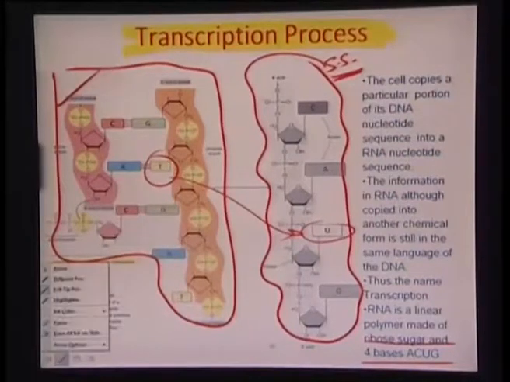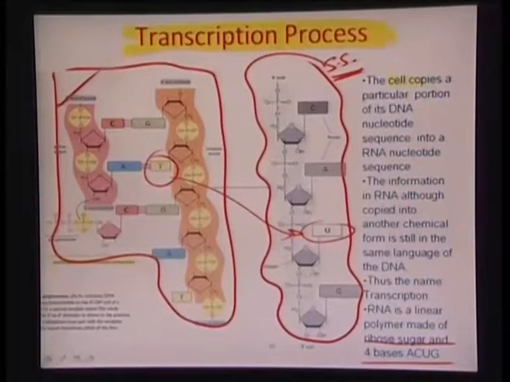So the process essentially starts when the cell copies a particular portion of its DNA nucleotide sequence into an RNA nucleotide sequence. I am going to look into the details of how this happens in the next slide. The information on the RNA, although copied into another chemical form, is still in the same language, and therefore it is known as writing the transcript, or transcription, of the DNA. The name transcription is because the language is essentially the same. There is no difference in the language of the DNA or the RNA, except that there are a few groups here and there which are different, and also the very fact that this RNA is a single stranded molecule.